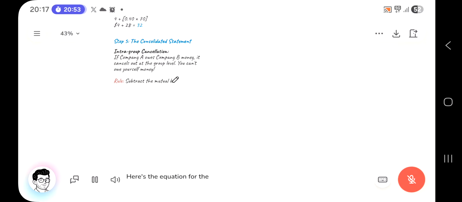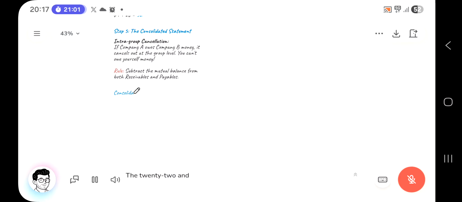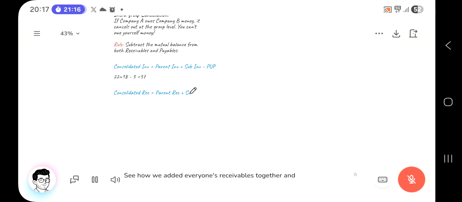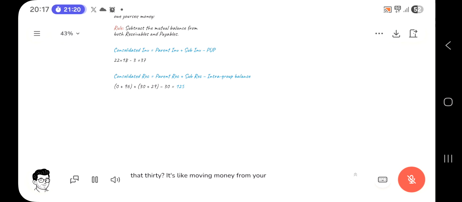Here's the equation for the combined inventories, which is the only one with a hidden twist. The 22 and 18 are from the first table in your notes, and we subtract the 3 from our PUP calculation. Now, let's look at the receivables equation. See how we added everyone's receivables together and then yanked out that 30?